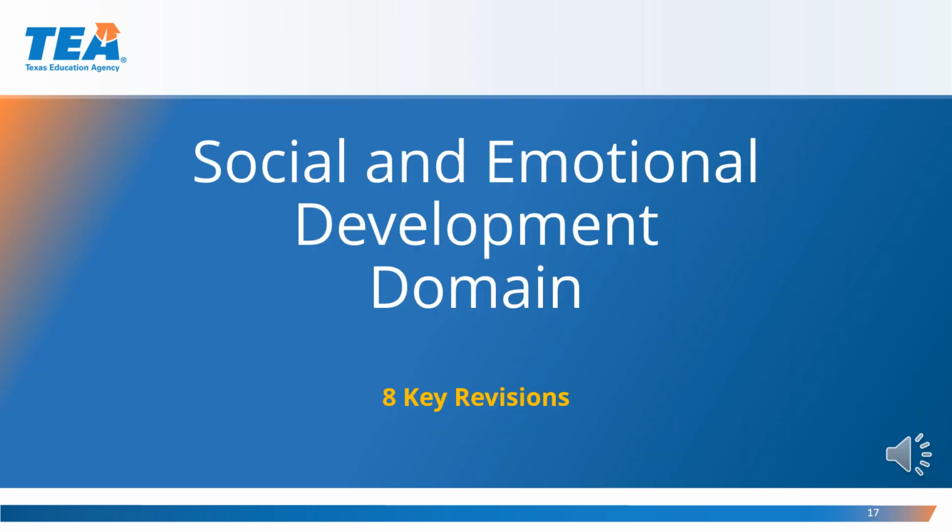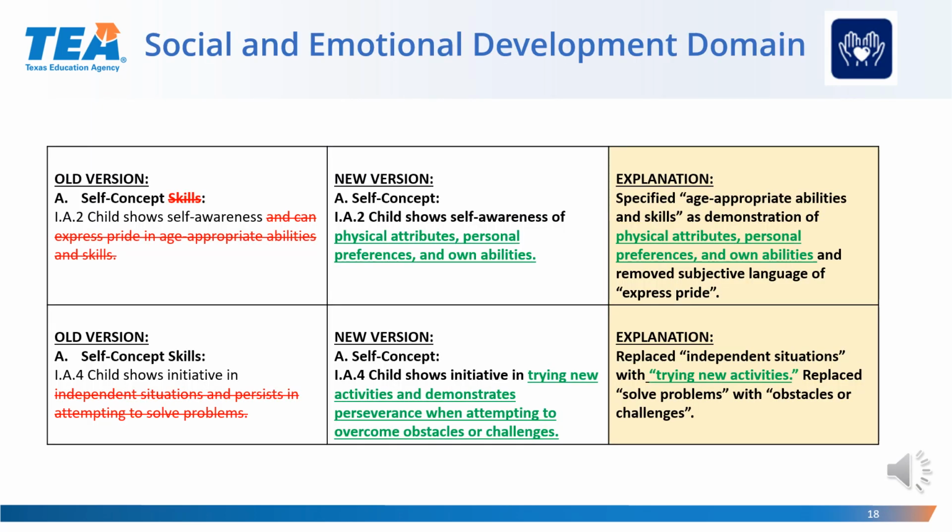The social and emotional development domain has 8 key revisions. Here are the key revisions to the skills section of self-concept. Changes made to 1A2 include specifying age-appropriate abilities and skills as demonstration of physical attributes, personal preferences, and own abilities. This removes any ambiguous interpretation and allows children to demonstrate proficiency through specific means. Changes made to 1A4 include specifying independent situation as trying new activities. This clarifies the action of solving problems to overcoming obstacles and challenges.